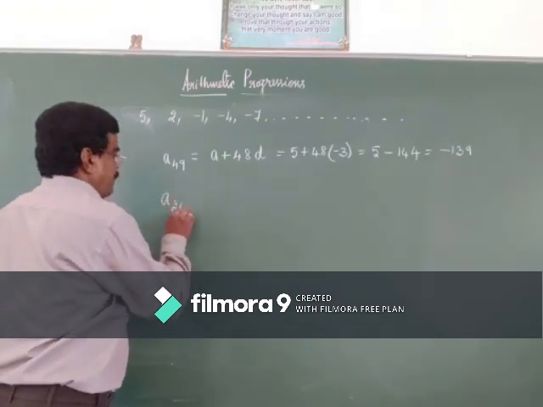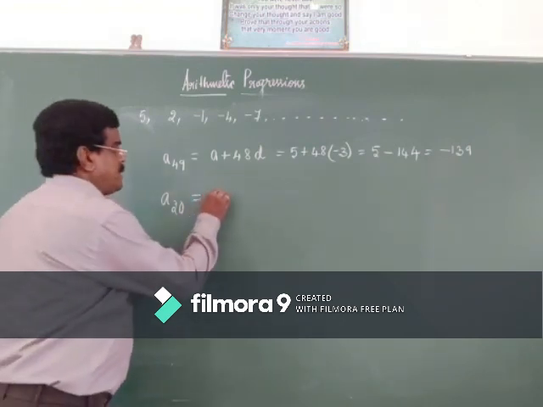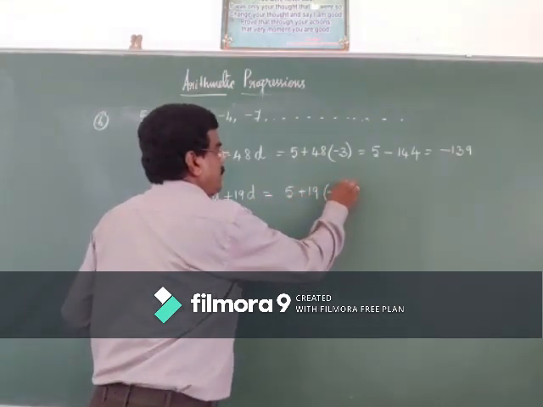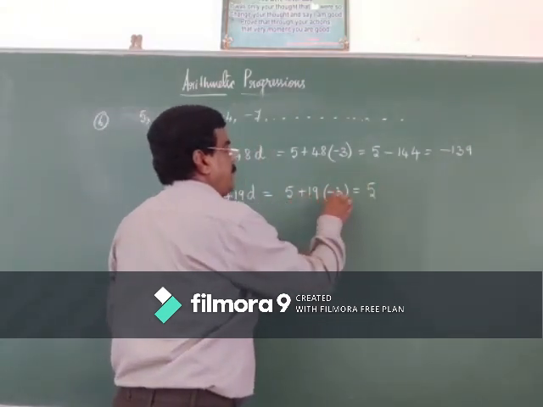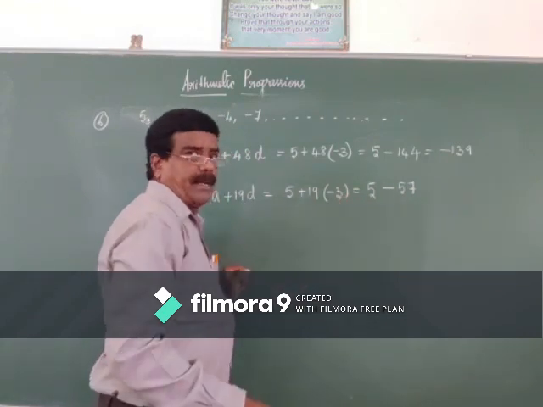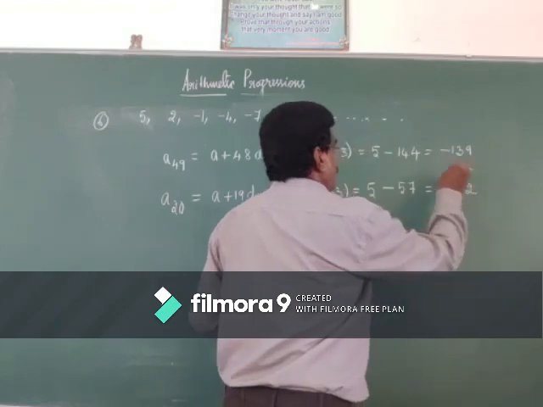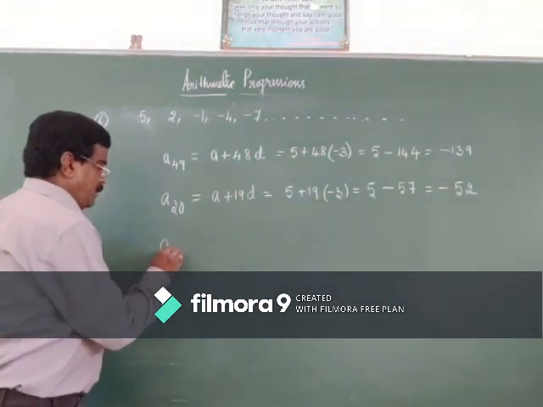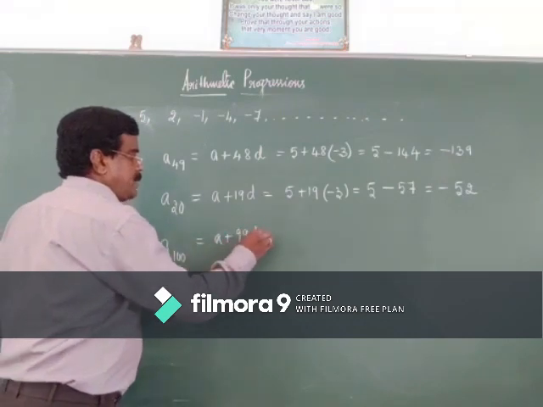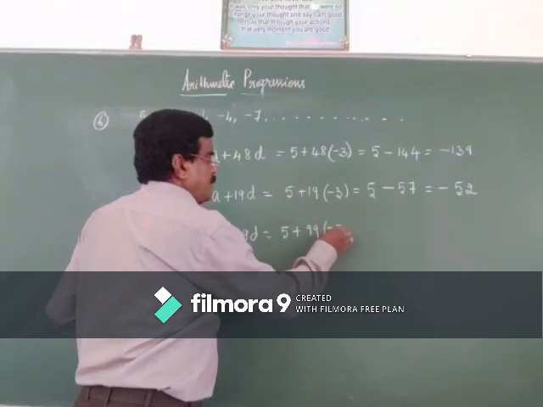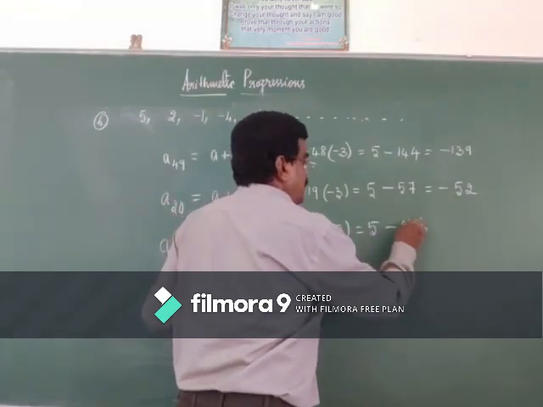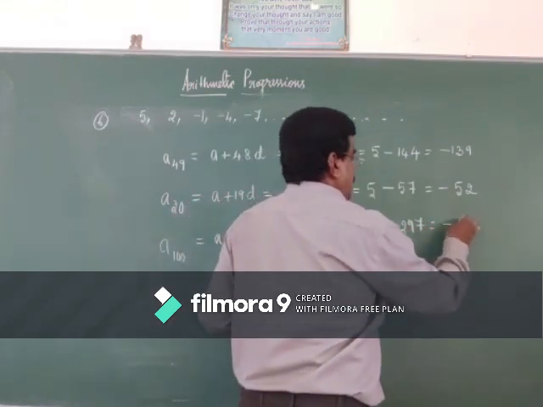Now if you want A20, the 20th term, it means A plus 19 times the difference. A is 5 plus 19 times minus 3, which is equal to 5 minus 19 into 3, which is 57. So 5 minus 57 is negative 52. Or if you want A100, A100 means A plus 99 times the difference, which is 5 plus 99 times minus 3, equal to 5 minus 99 into 3. 99 into 3 is 297. So minus 297 plus 5 gives minus 292.